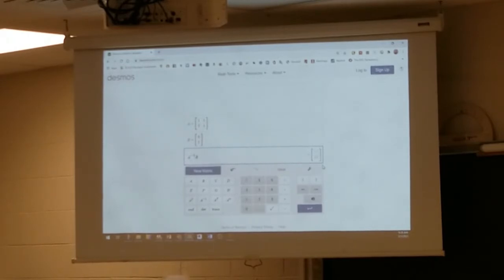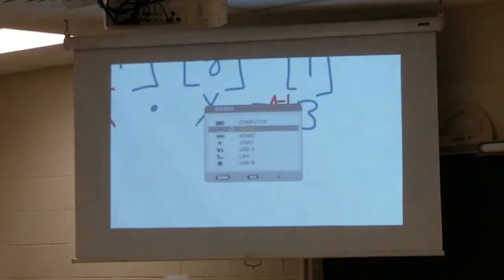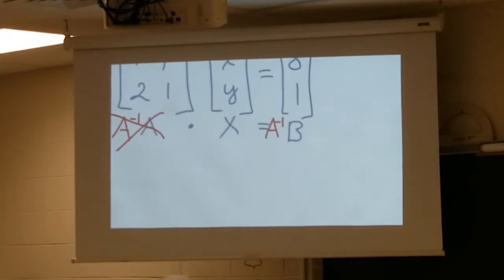Because what's really happened here, folks, is that we just solved that system. Remember that thing we started with at the beginning of the period? We solved that system using matrices. And so A inverse times B was able to produce the same values. It was able to produce -7 and 15.